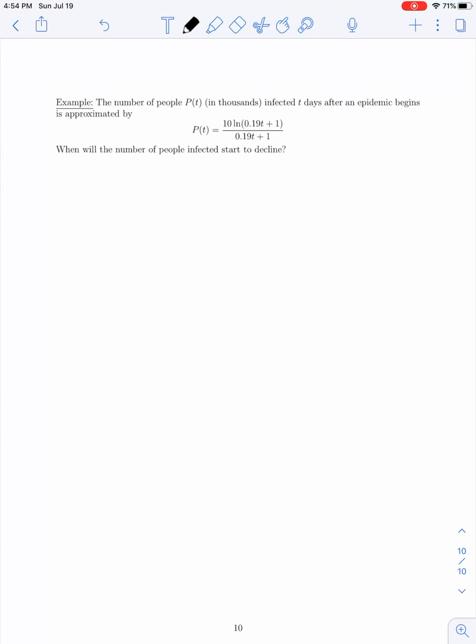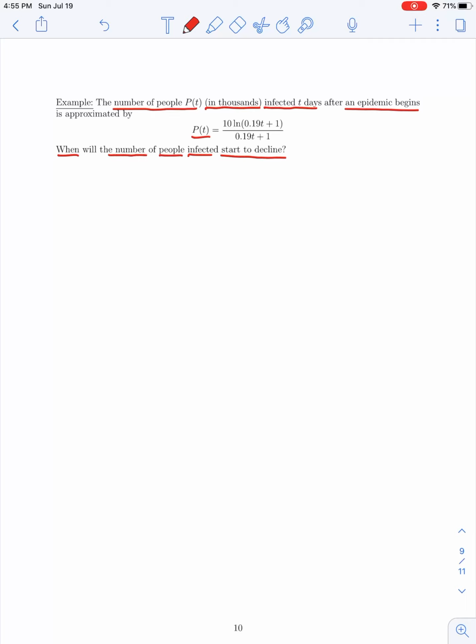So in our last example, let's consider modeling a function that represents, say, the number of people infected with some disease after an epidemic begins. So perfect example considering the coronavirus pandemic. So here, let's suppose that the number of people, P of t, measured in thousands, which are infected t days after the beginning of some epidemic, is approximated by this function: 10 natural log of 0.19t plus 1 divided by 0.19t plus 1. And the question is, for this function, when will the number of people who are infected start to decline?